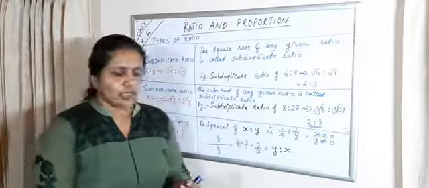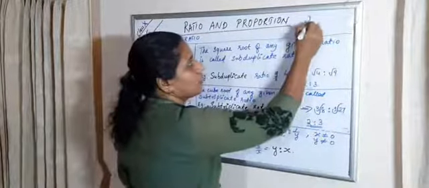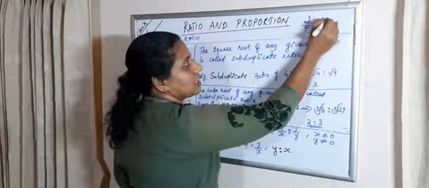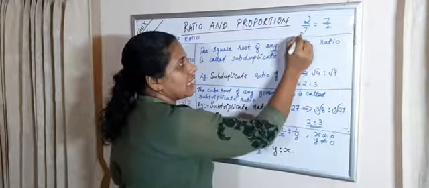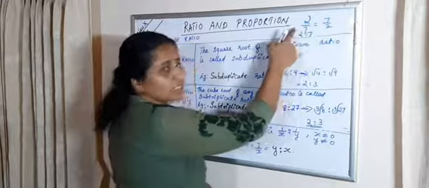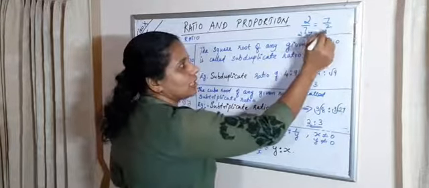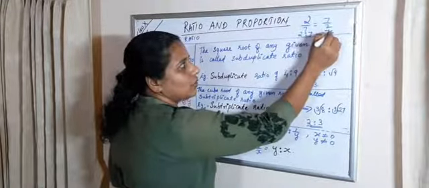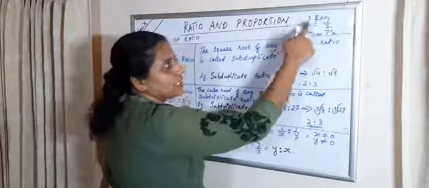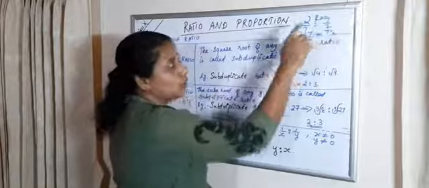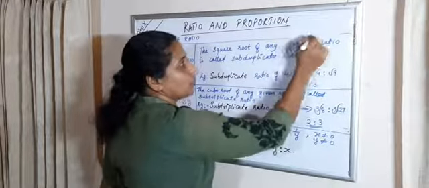What is the reciprocal of 2 by 7? Tell me. It is equal to 7 by 2. So we can write this as 2 is to 7 because it is the lowest form. Then the reciprocal is 7 is to 2. Here 2 by 7, reciprocal 7 by 2. So the reciprocal of 2 is to 7 is 7 is to 2.